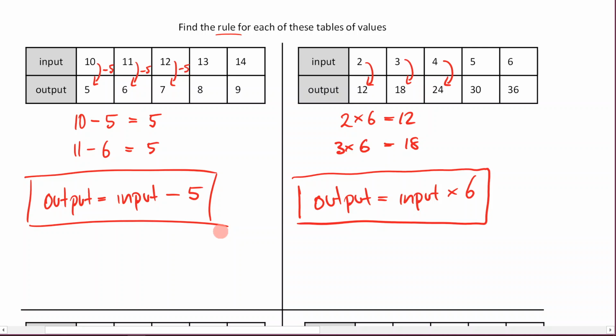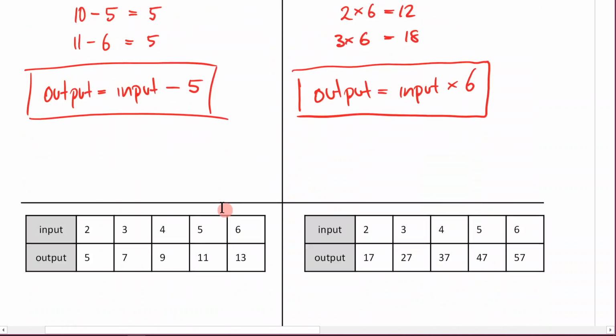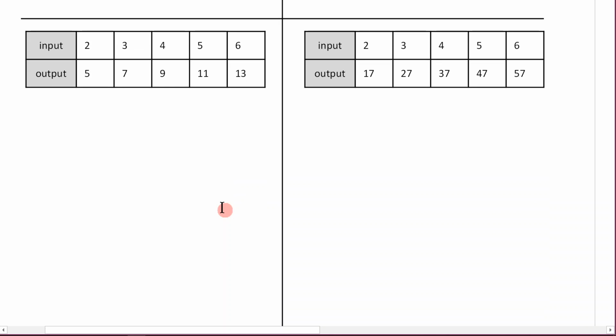Perfect. All right, so those two now are done. Let's now look at our final two. So here we have our input and our output. And as you can see here, we have 2 to 5. Then we have 3 to 7. Then we have 4 to 9. So what is exactly linking these together?